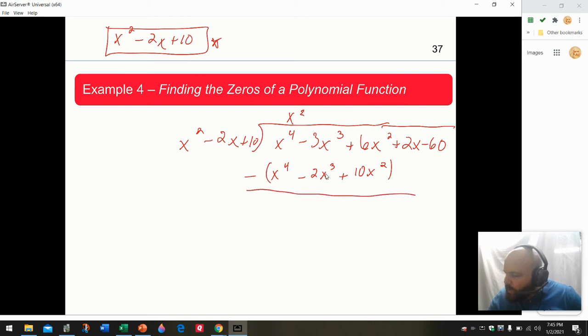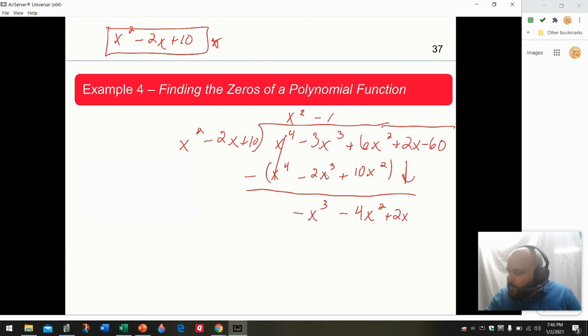Those all are going to get subtracted. You can see the x to the fourths cancel. Remember, when you do long division, that's supposed to happen. If you don't have that first term cancel, you didn't do something right. We have negative 3x cubed minus negative 2x cubed, so it's going to become negative x cubed. Then we have 6x squared minus 10x squared becomes negative 4x squared. Now we're going to drop the 2x. And then we're going to do the whole thing over again.